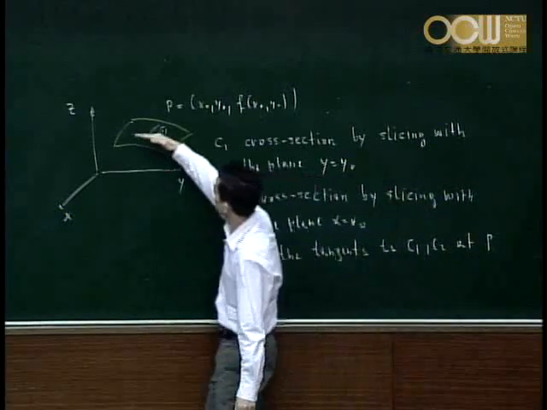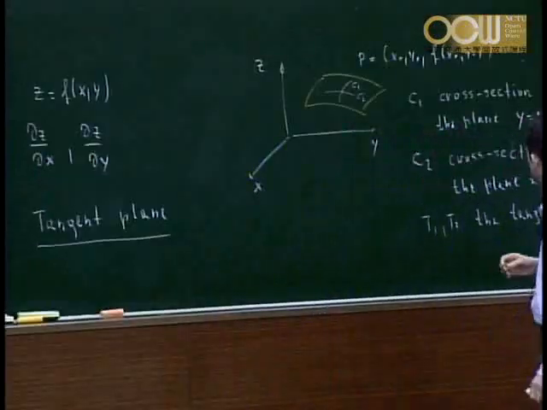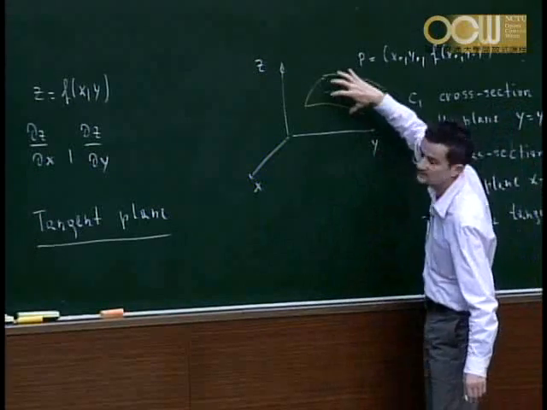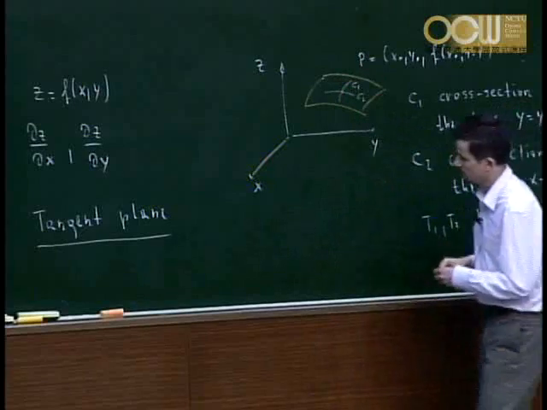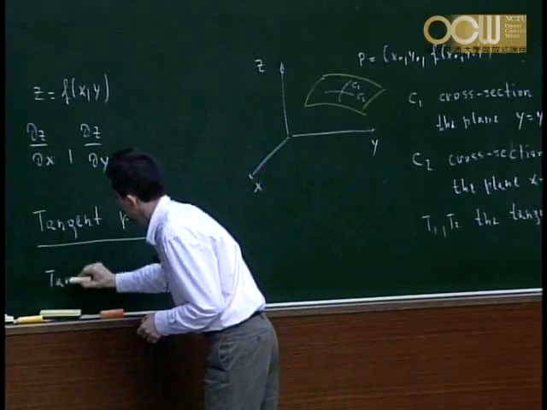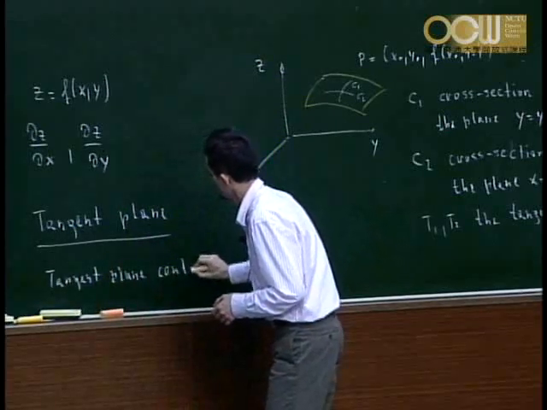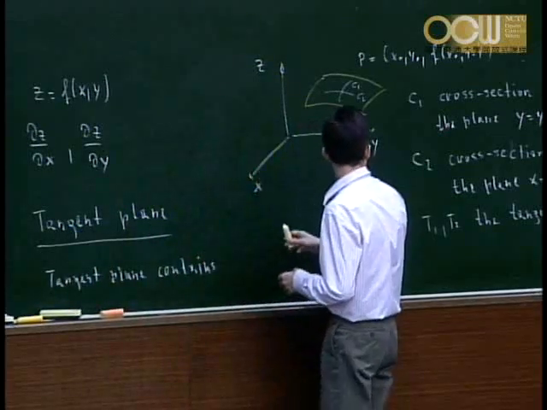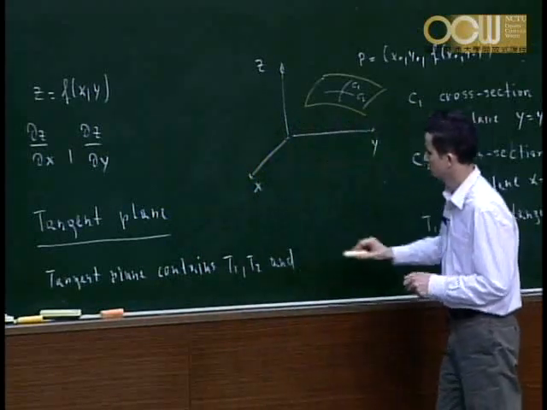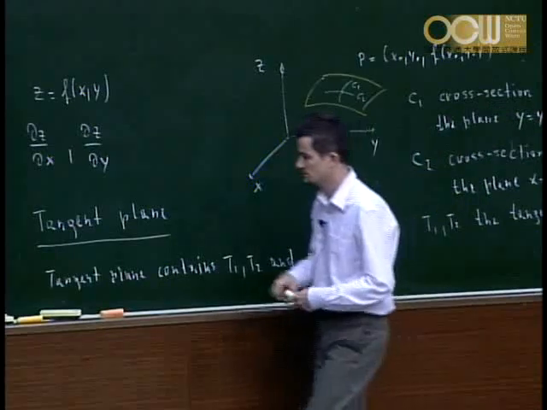Okay, so you have here two tangents, this tangent and this tangent. And now the tangent plane is defined as the plane which contains T1 and T2 and the point P. So this is the definition of the tangent plane. The tangent plane kind of sits on the surface. The tangent plane contains T1, T2, and P. Okay, so this is the definition of the tangent plane.